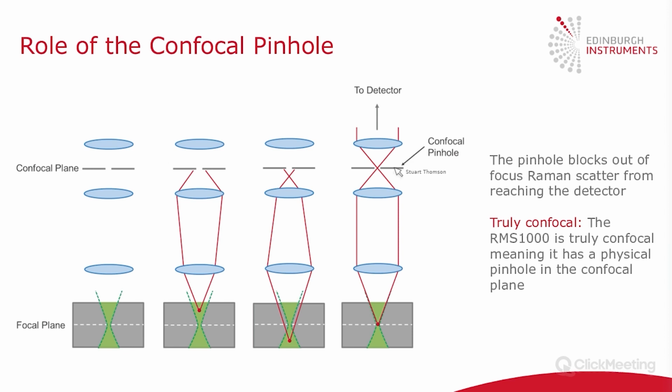And I should mention here also that if you're looking at Raman microscopes, you sometimes see the terms truly confocal and pseudo-confocal. The RMS 1000 and the RM5 are both truly confocal microscopes. What this means is there's a physical pinhole in the confocal plane of the microscope, and this gives you optimum spatial resolution. Some microscopes are known as pseudo-confocal, which simulate this pinhole using a combination of their spectrograph entrance slit and their CCD detection region. But this does not result in the optimum spatial resolution that you can achieve by using a true pinhole.